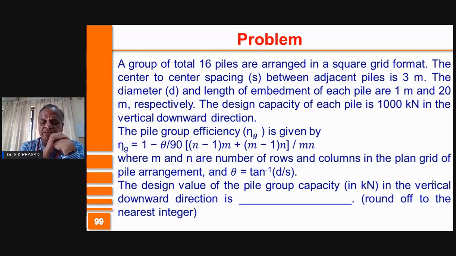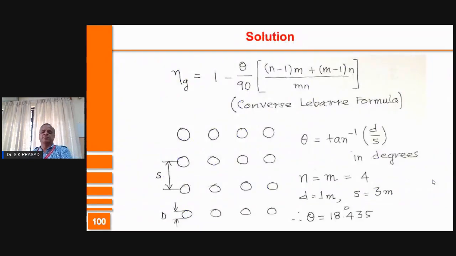According to it, eta g is equal to 1 minus theta by 90 into (n minus 1) into m plus (m minus 1) into n divided by mn. Here m and n are the number of rows and columns in the plan grid of the pile arrangement. Theta equals tan inverse d by s. The design value of the pile group capacity in kilonewtons in vertically downward direction is what, which has to be computed. It can be rounded off to the nearest integer.